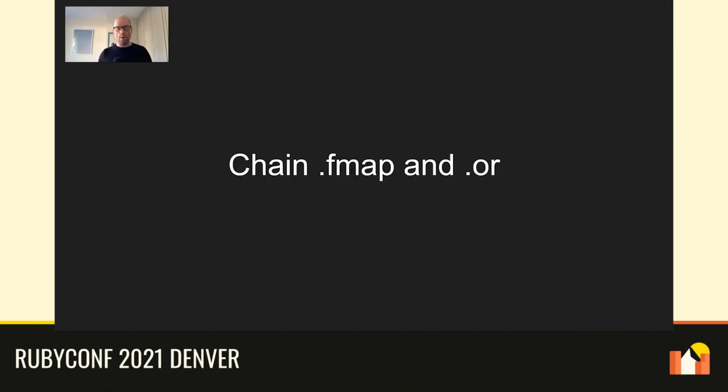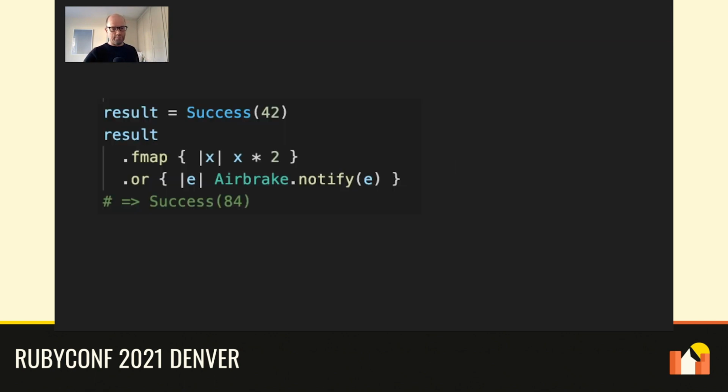Now the real power comes when we chain these two together. Here's what that looks like. Let's say we have a success and we're going to do .fmap and then .or. What's going to happen here? Well, fmap is going to see the previous stage was a success. It's going to unwrap that 42 and pass it into x. X times 2 is 84. Look at me with my maths. How amazing am I? 84 is going to wrap that back up with a success.